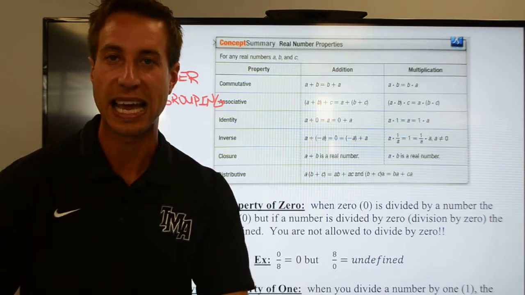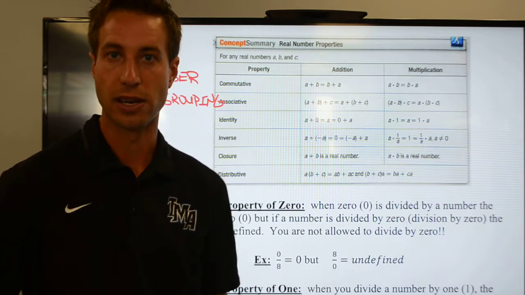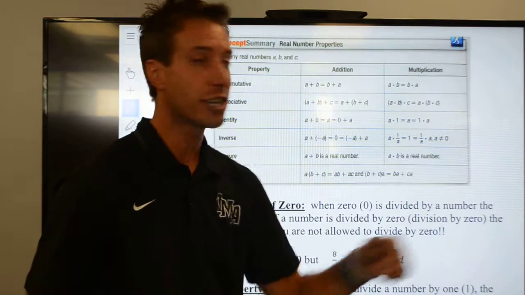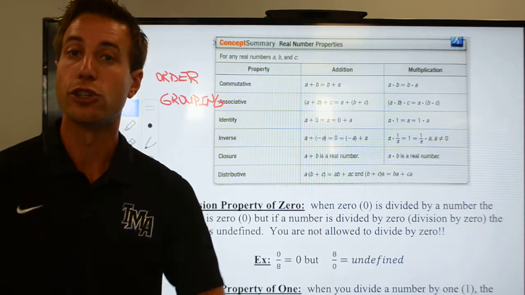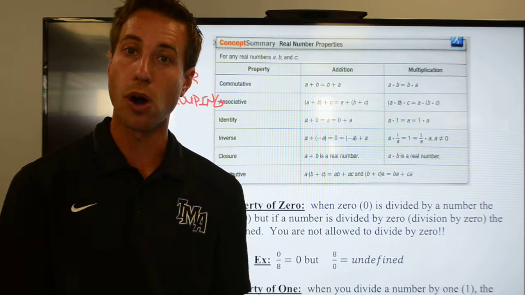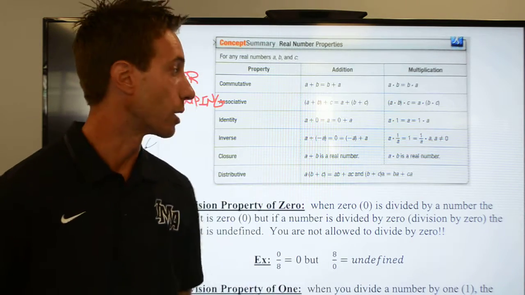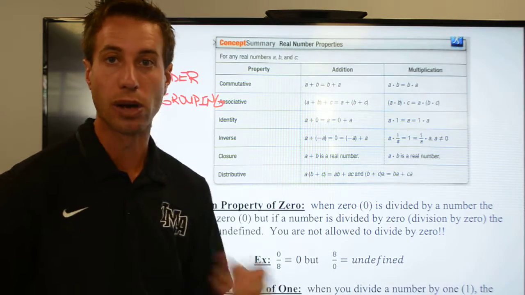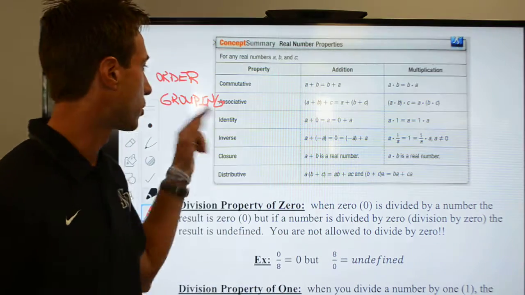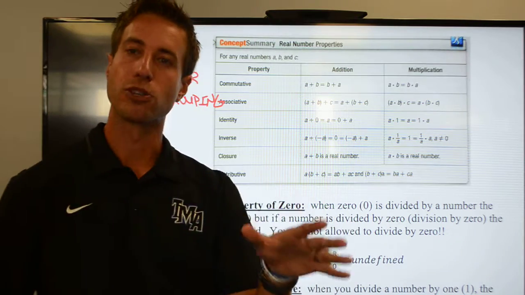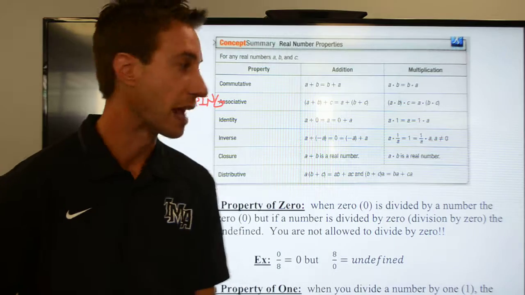You can add 0 to any number. It doesn't change the number. Same for multiplication, except this time instead of 0, you're just going to be using 1. 3 times 1 is still 3. You can multiply any number by 1. It will not change the number. So that's the identity property. Should be pretty straightforward. I don't think you'll have any trouble with that one.